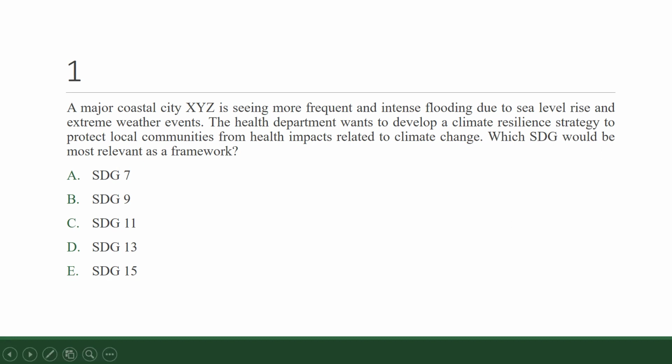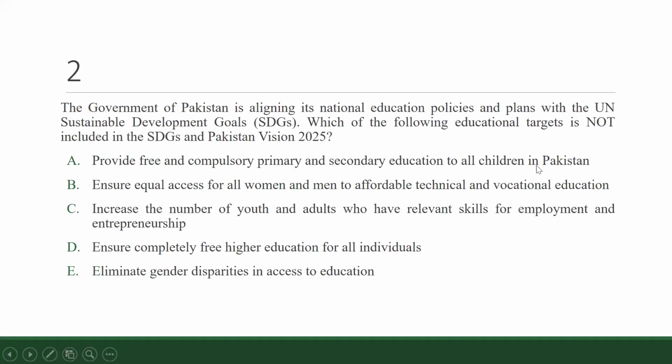So the answer is D. SDG 13. The government of Pakistan is aligning its national education policies and plans with the UN Sustainable Development Goals. Which of the following educational targets is not included in the SDGs and Pakistan Vision 2025?